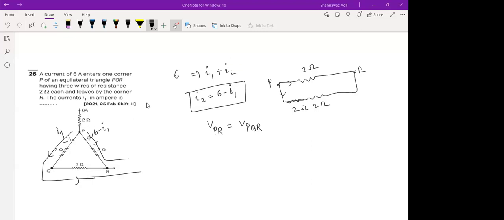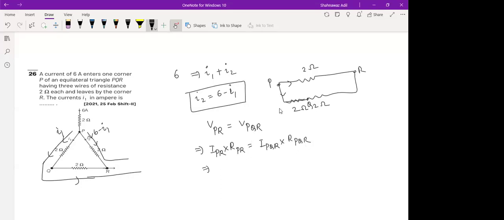Yeah. So this was the question that we were doing. We discussed that 6 ampere is flowing through this circuit, and then it is getting divided in two parts. One part is I1, the other part is 6 minus I1. But this PR and this PQR are in parallel. So the voltage through this would be equal to VPQR. Both the voltages would be the same because these are in parallel. So what is the voltage in PR? That would be current in PR into resistance in PR. And then VPQR is current in PQR and then resistance in PQR.